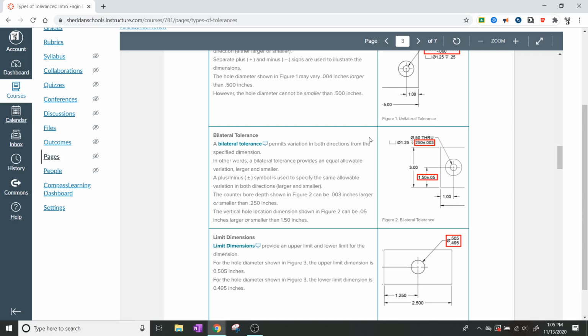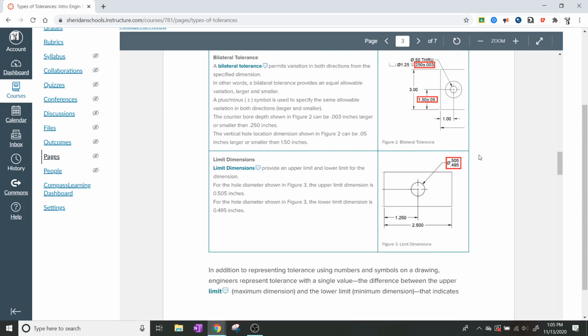Bilateral tolerance is a measurement that can go both directions. It allows for a little bit on the plus side and a little bit on the negative side. If you're drilling these holes and you're trying to make something go all the way through, it says the diameter is 0.5 inches through, and the drill depth for the counterbore is 0.25 inches plus or minus 0.003. Since there's a plus and a minus in both directions, that is a bilateral tolerance.